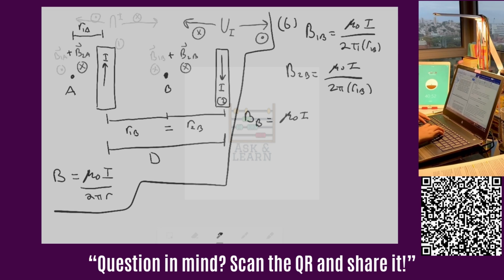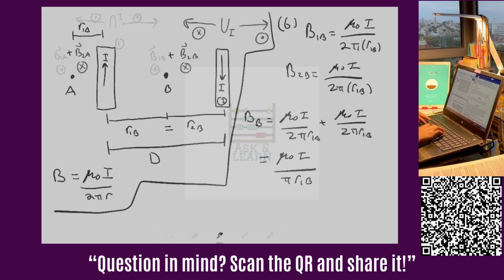So mu naught I over 2 pi R1B plus mu naught I over 2 pi R1B. Well, that's just two of these terms. And then that 2 on the bottom is going to cancel. So all I really have to write out here is mu naught I over pi R1B.